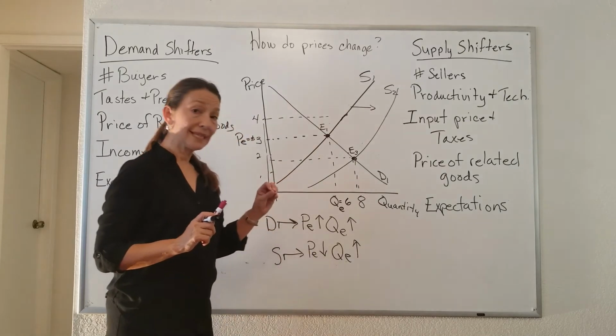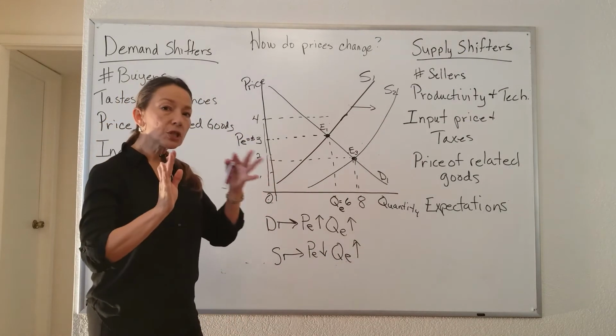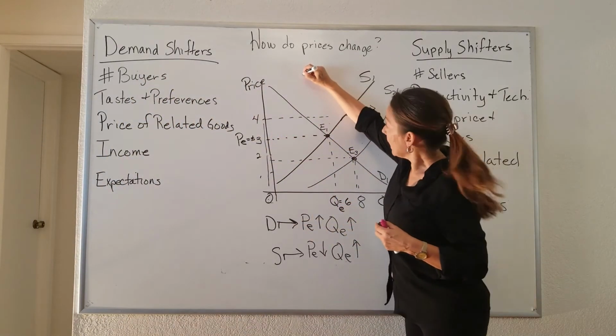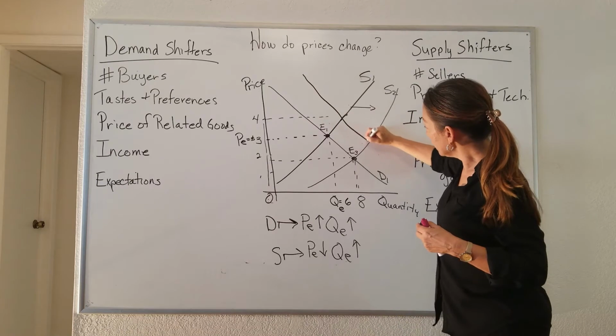Okay. What this means then is that when we have two forces occurring, I'm going to draw back the demand curve that we talked about earlier.